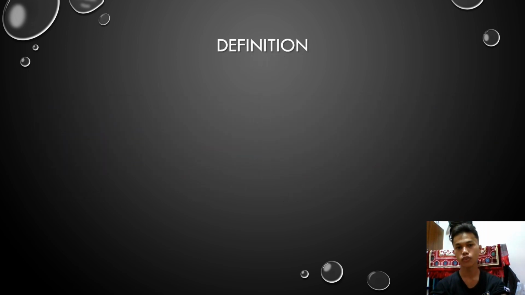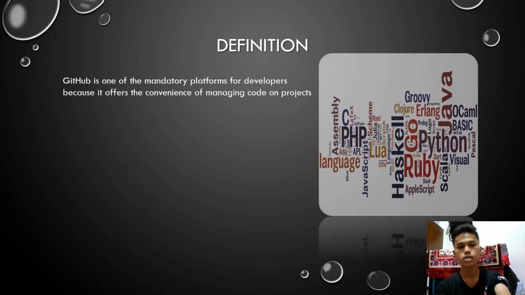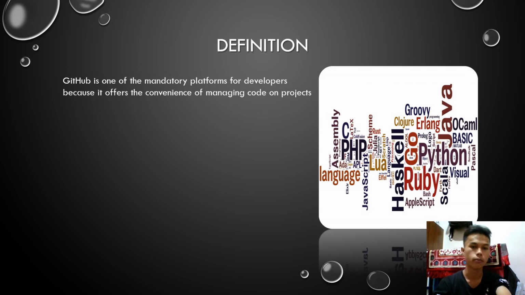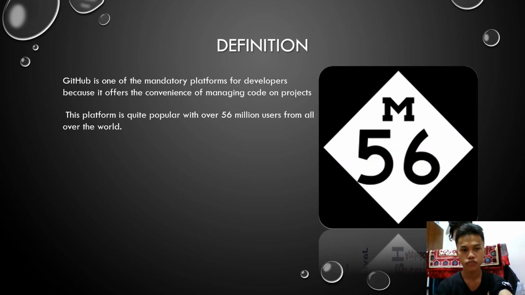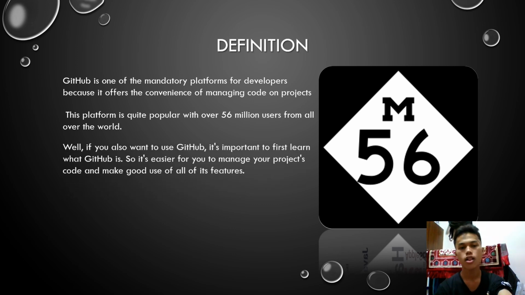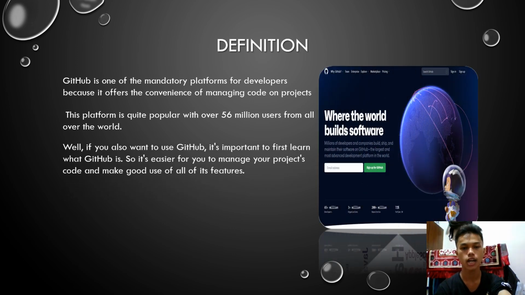First, definition of GitHub. GitHub is one of the mandatory platforms for developers because it offers the convenience of managing code projects. This platform is quite popular with over 56 million users from all over the world. Well, if you also want to use GitHub, it's important to first learn what GitHub is, so it's easier for you to manage your project code and make good use of all of its features.